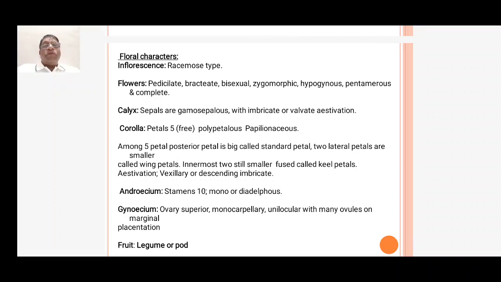Calyx. If you examine, the sepals are 5 in number. They may be free or gamosepalous, may be fused. Estivation is valvate or imbricate. Next, if you examine the corolla, petals are 5, free, polypetalous, papilionaceous, a very important characteristic feature of the family.